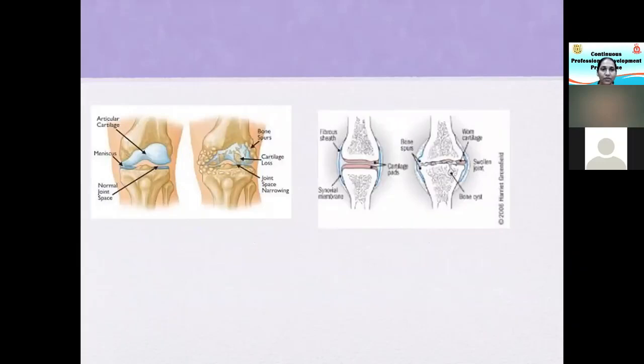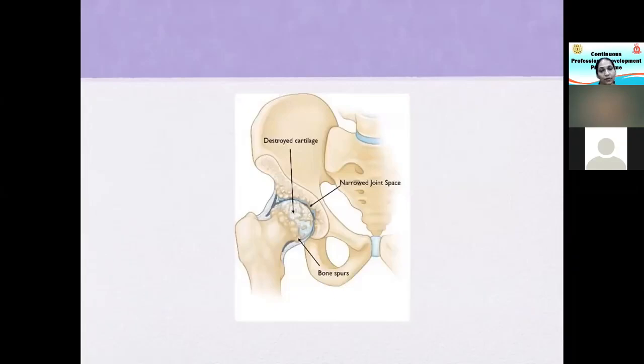So this is what happens. You see in a normal knee joint, you see the joint space, the articular cartilage, which is healthy, and the normal contour. In osteoarthritis, you will see bone spurs or osteophytes forming. There'll be cartilage loss, giving rise to narrowing of the joint space. And in addition, there could be bone cyst formation as well. So again, in the hip joint, the same changes, the destroyed cartilage, reduced joint space, or narrowing of the joint space, and osteophytes.